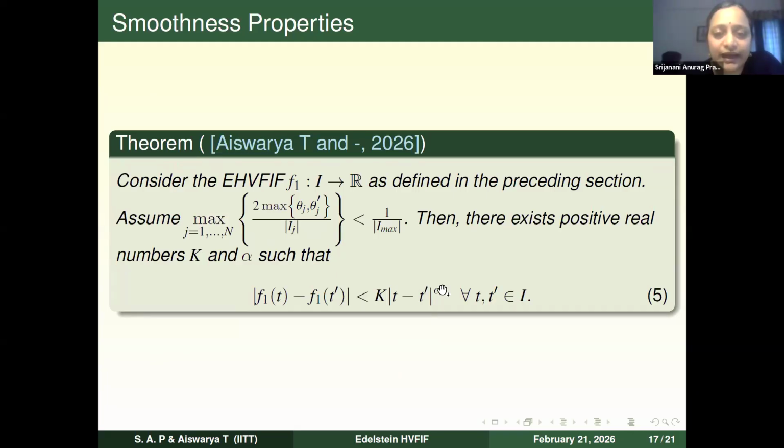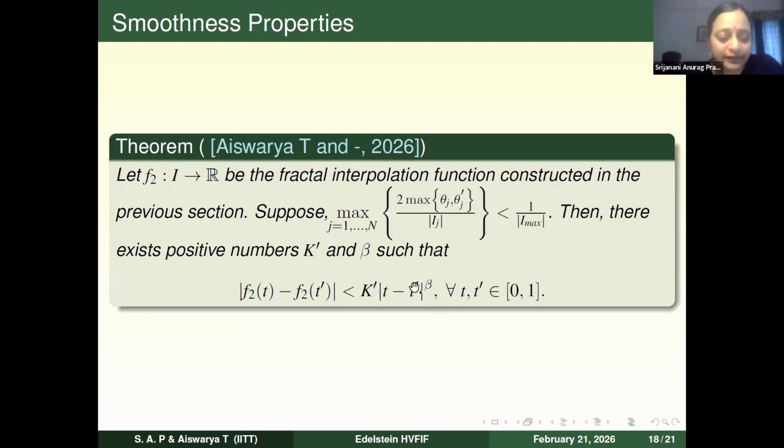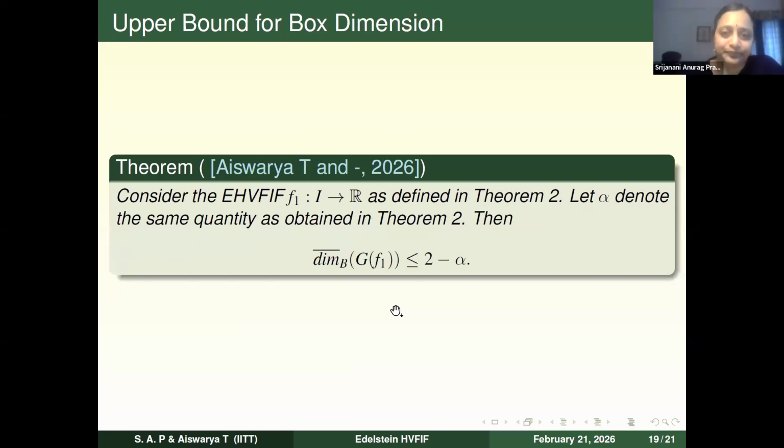So alpha depends on these quantities. Since it was a very large expression, I did not write it; I have just written the result. Using this smoothness result, we see that the graph of the Edelstein function has an upper box bound for the box counting dimension given by 2 minus alpha, and alpha in general mostly lies between 1 and 2. So we have here a number lying again between 1 and 2.